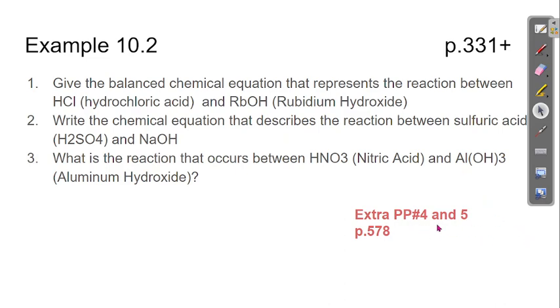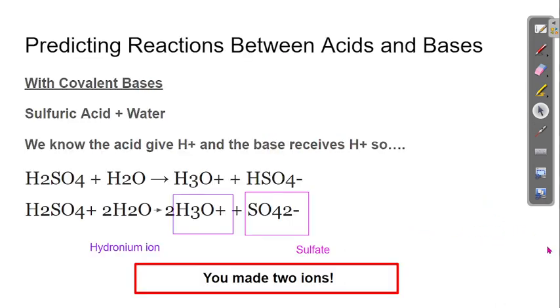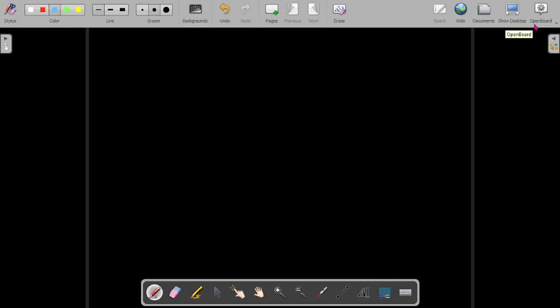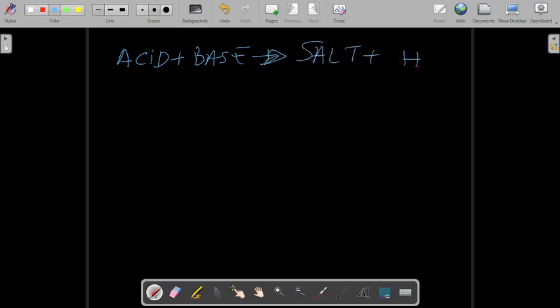Now we're going to do 2 extra practice problems. Let's get started. Okay, let me go to the blackboard here and let's tackle the first one. Remember that they all are going to be like this. Acid plus a base. You have to create a salt plus water. Okay? So remember to do this.